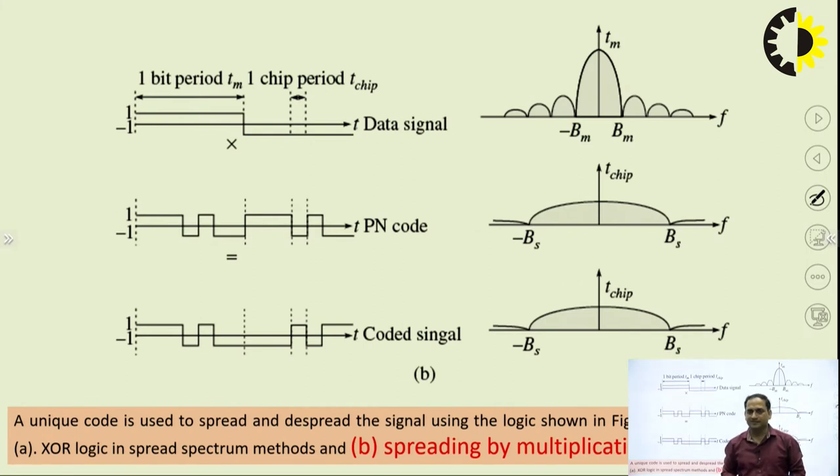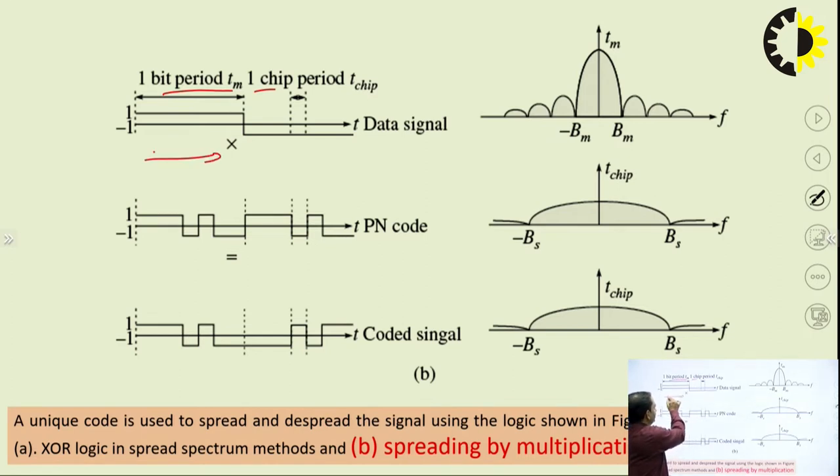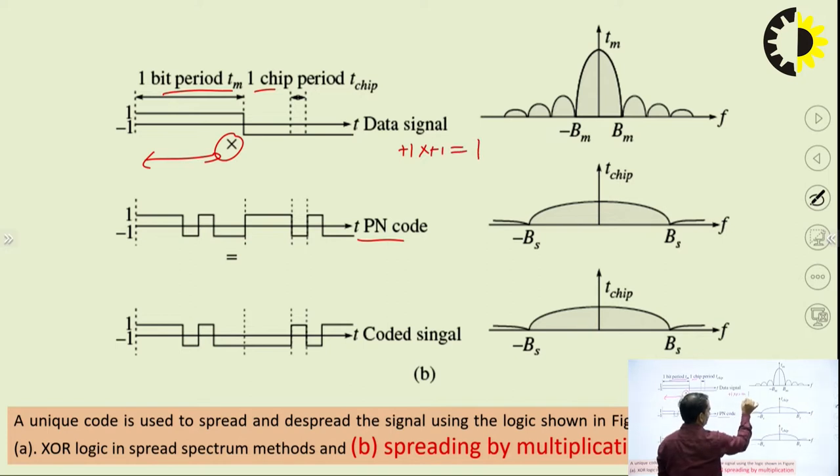Another way of representing the same thing is multiplying the bit with the PN code. We have the bit period, that is Tb, and one chip period, when we have this bit and we do a multiplication with the PN code. This is the PN code. What we have to keep in mind is that plus 1 multiplied by plus 1 gives 1, right? When we have 1 and minus 1, we get minus 1. When we have minus 1 and 1, this is again minus 1, and when we have minus 1 and minus 1, we get 1.